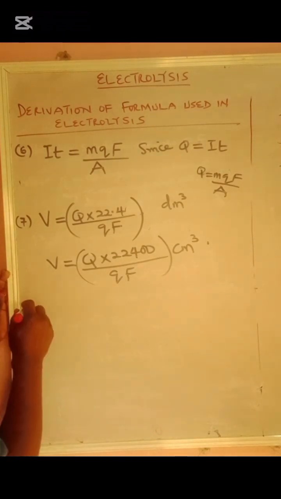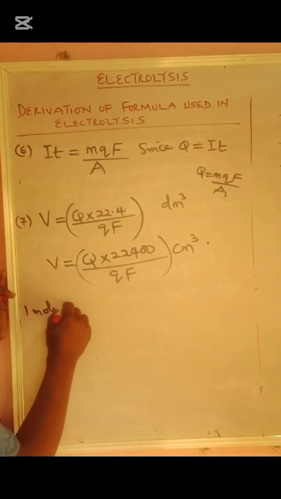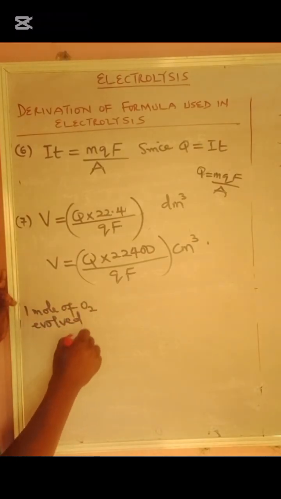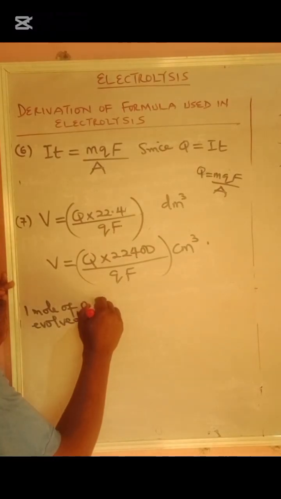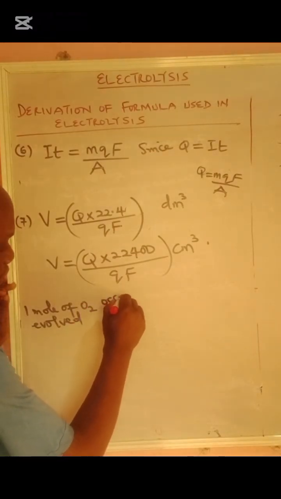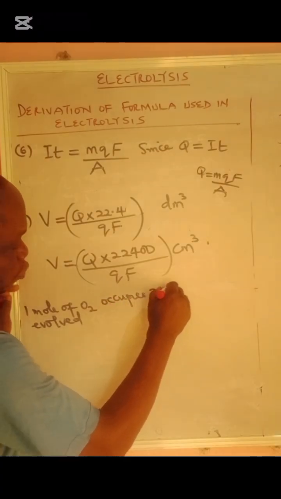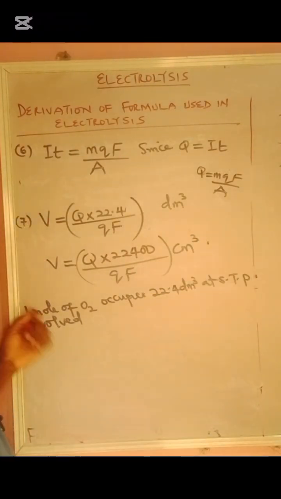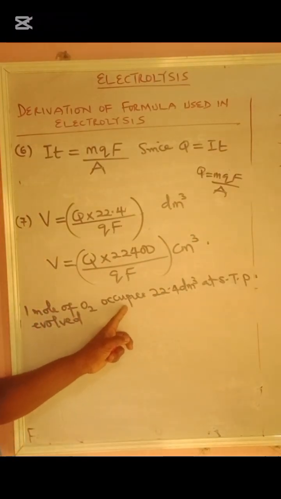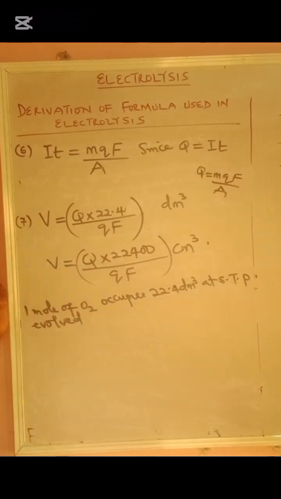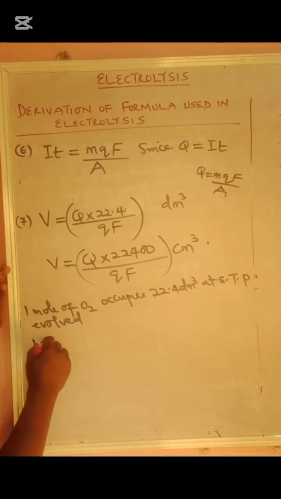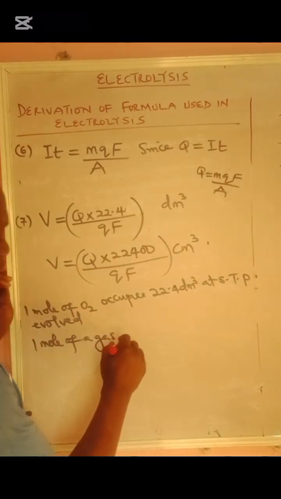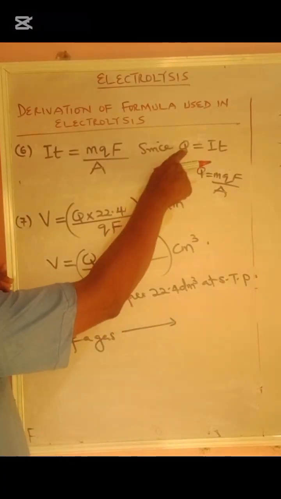1 mole of a gas occupies 22.4 dm³ at STP. This is what we know. 1 mole of a gas occupies 22.4 dm³ at STP. And in electrolysis, 1 mole of a gas or of a substance requires Q Faraday. I've explained this.